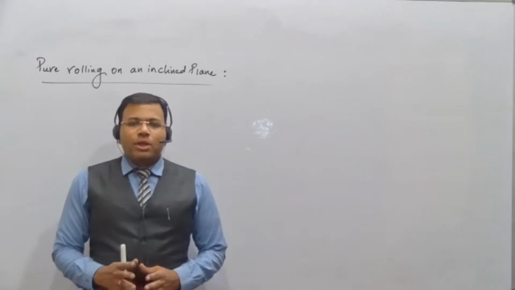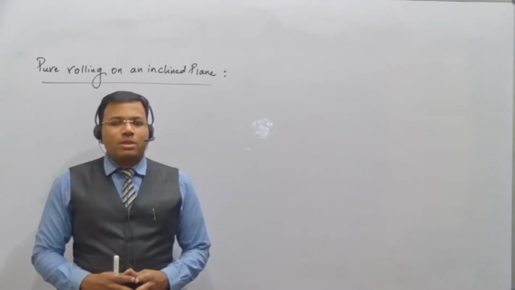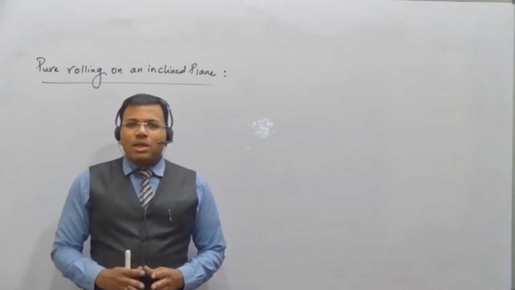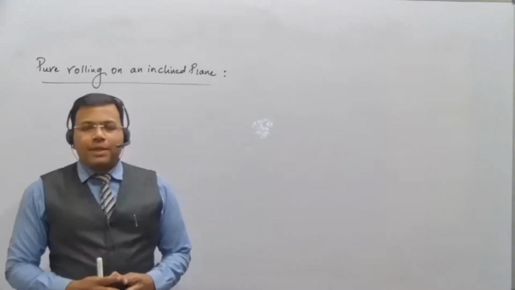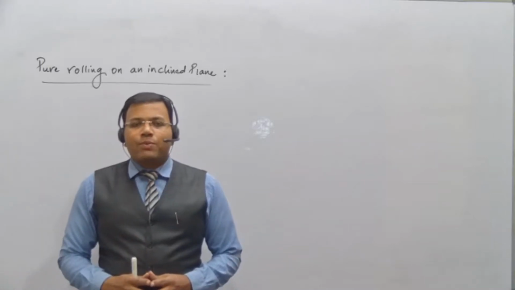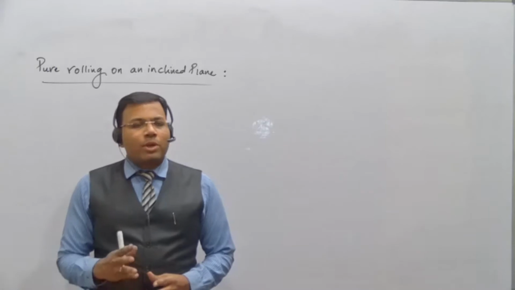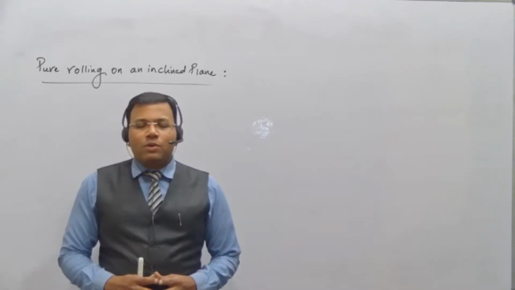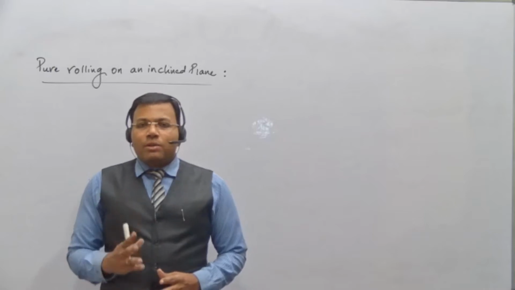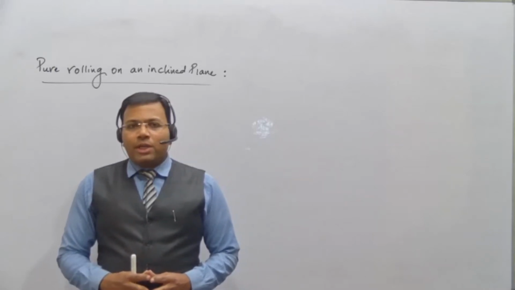Hello students, in today's session we are going to discuss the concept of pure rolling on an inclined plane. In the last class we have already seen the kinetic energy for a rolling body, and we got the answer as half mv square into 1 plus k square by r square, that we have already derived also. Now in today's class we are going to discuss the concept of pure rolling on an inclined plane.